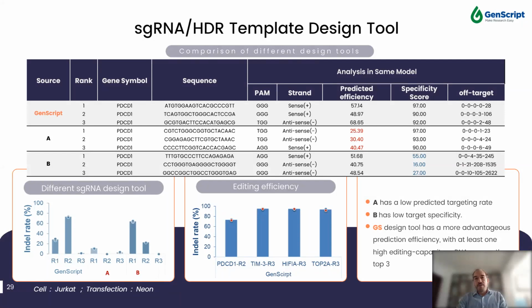We also have excellent sgRNA and HDR template design tools. We have compared our design tools to some popular vendors on the market, and as you can see here at the very top, GenScript's design tools offer very good results with very high predicted efficiency, very high specificity score, and very low off-target effects, while some of the other vendors suffer from low predicted efficiency or from low specificity scores.